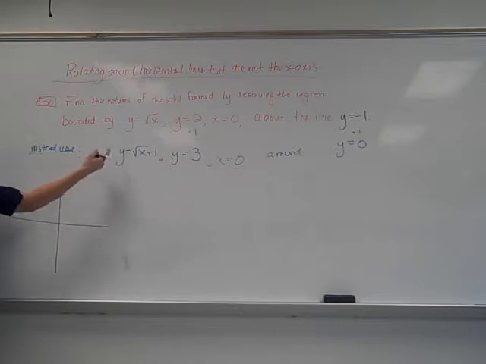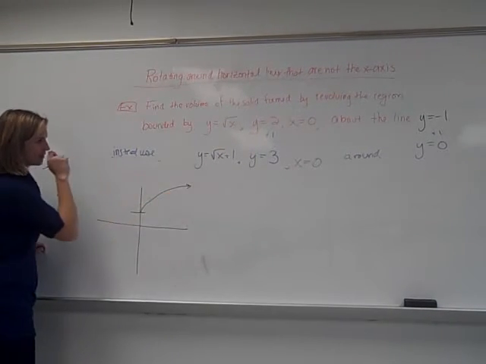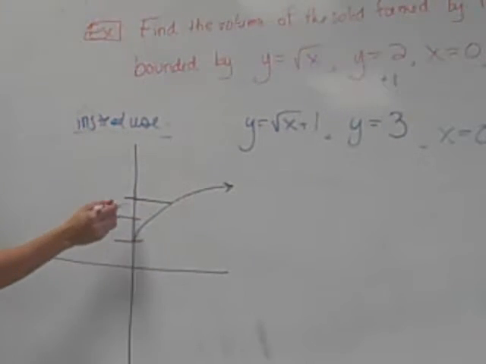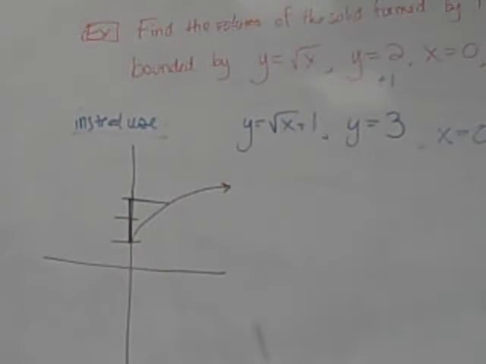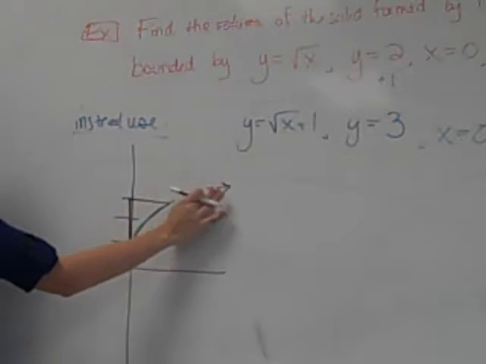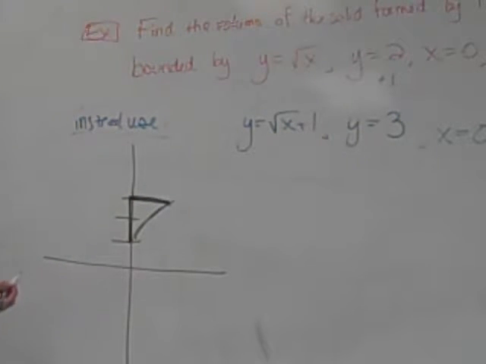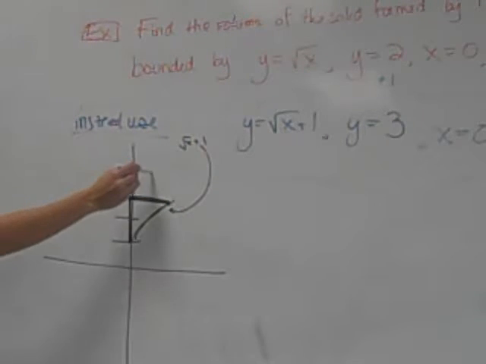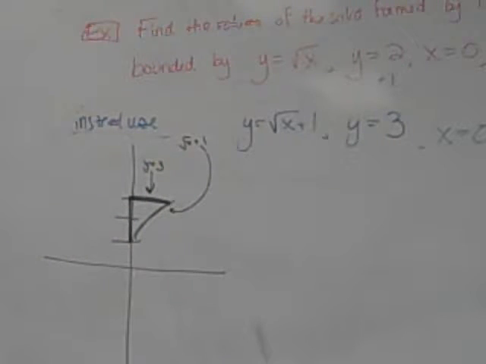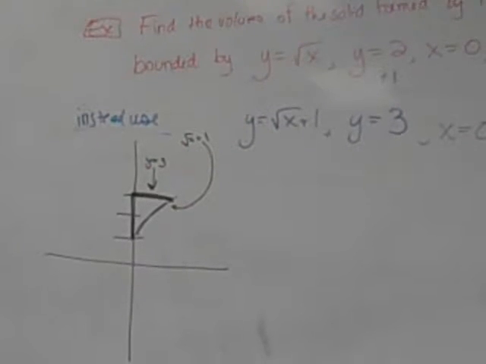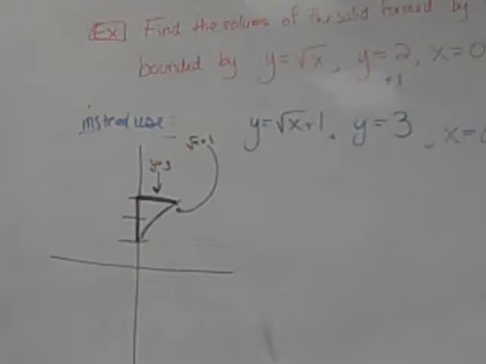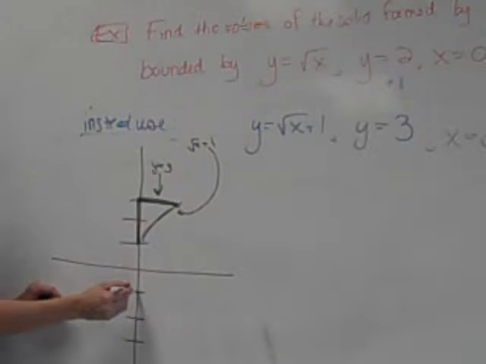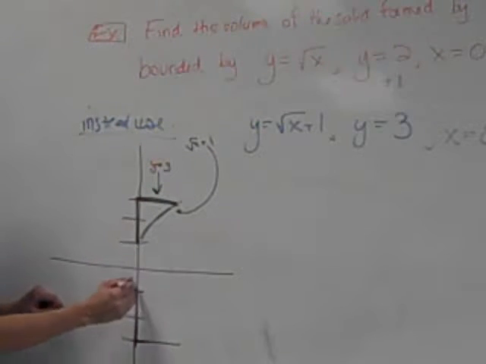So if I give myself a graph, the square root of x plus 1 is up here. It goes like that. Y equals 3 is here. And then x equals 0 is here. So I'm talking about this area, where this is square root of x plus 1. And this is y equals 3. And this is being revolved around the x-axis now, around the line y equals 0. So if I'm going to draw its mirror image or whatever, it's going to be this, this, this.